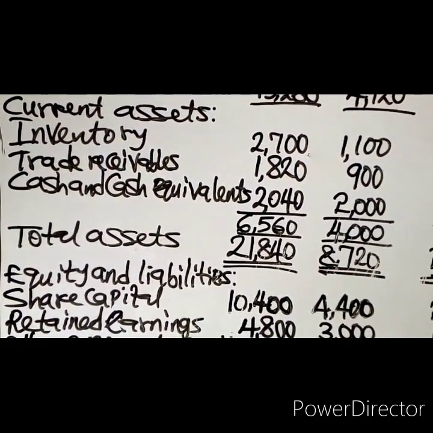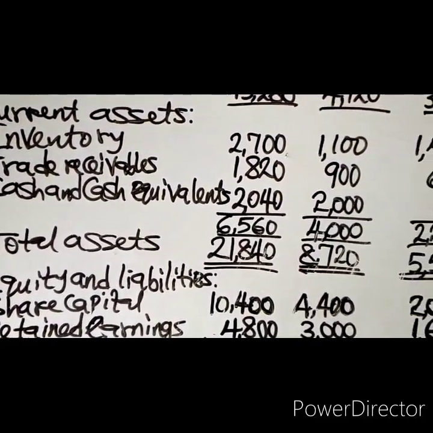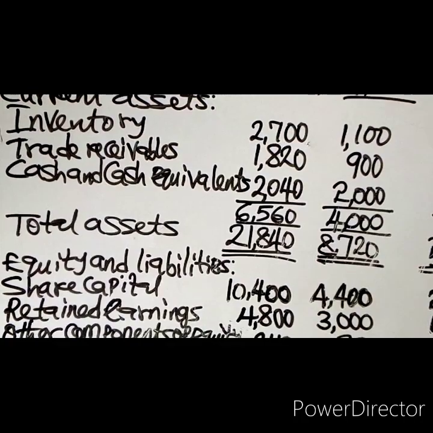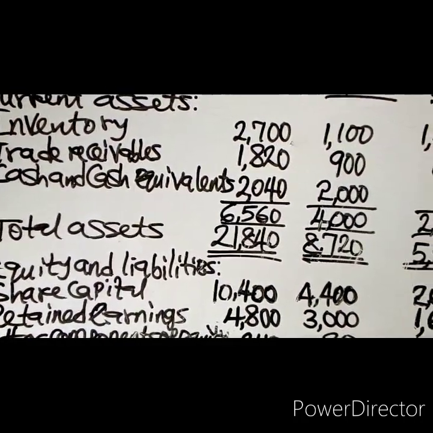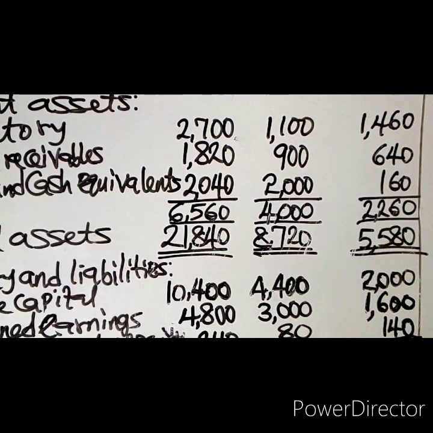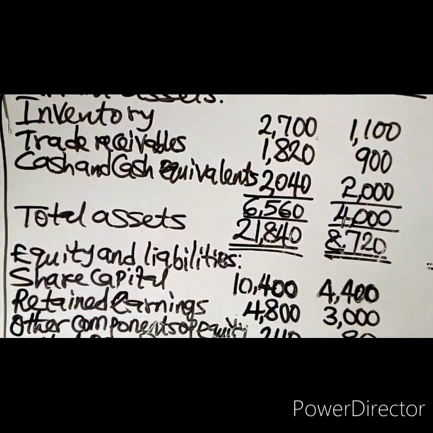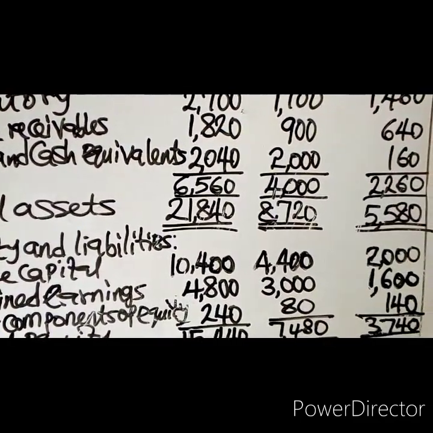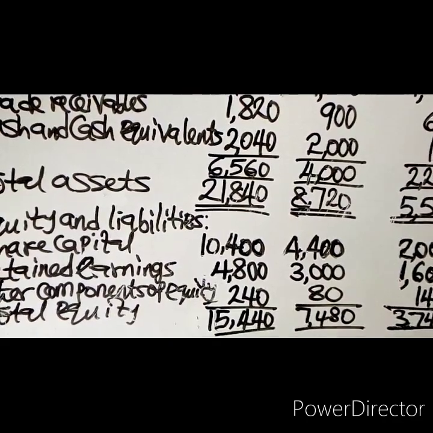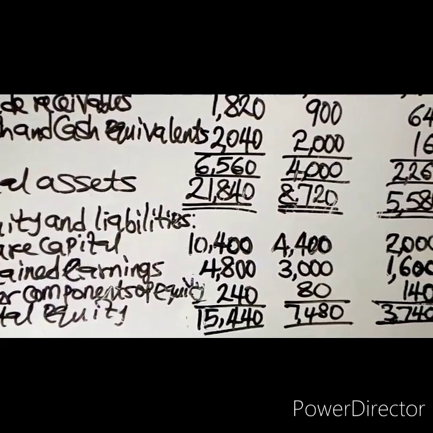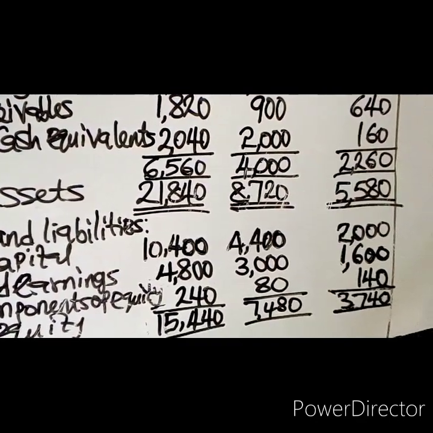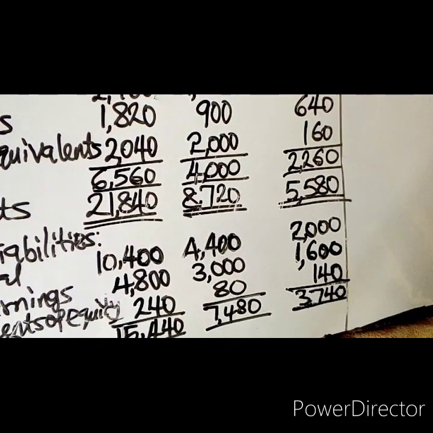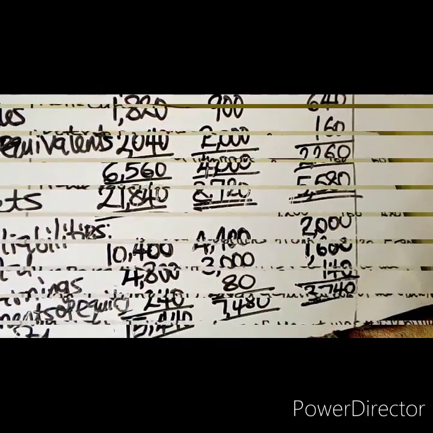We have equity and liabilities. We have share capital 10,400, 4,400, and 2,000. We have retained earnings of 4,800, 3,000, and 1,600. We equally have other components of equity 240, 80, and 140. We have total equity 15,440, 7,480, and 3,720. So that is the total equity.